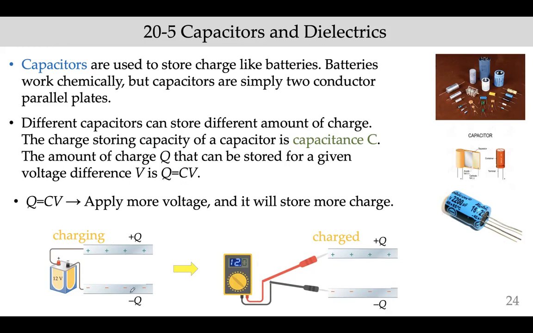So when these plates are charged, which means you have positive charges on this plate and negative charges on the other conducting plate, once they are charged, you can measure the voltage between them. So now remove the battery, and if you measure the voltage between them with the voltmeter, because we charged it with a 12 volts battery, now you will measure the voltage difference to be 12 volts.